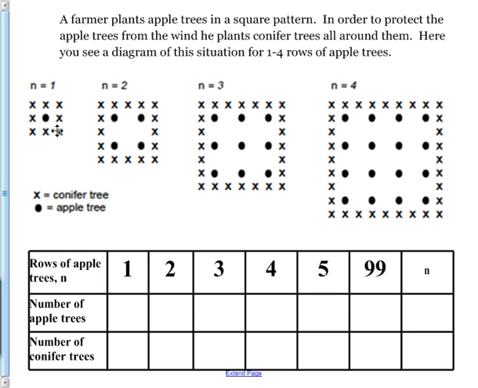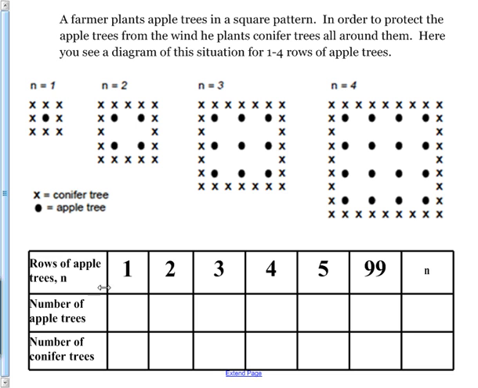So this one has 1 row of apple trees, just 1 apple tree, and he would plant this many conifer trees around it. In this instance, it has 2 rows of apple trees, 1, 2, and then it has this many conifer trees around it. Here it's 3 rows, and then 4 rows. Okay, so first what we're going to do is fill in a table, and then we're going to answer some questions based on this table.